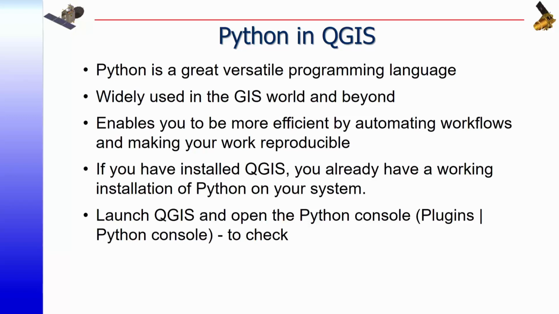Also, you don't have to install a variety of packages. So for example, QGIS comes with GRASS and Saga inbuilt. You don't have to install them separately. You just go to the website qgis.org, download their latest file, and that itself has GRASS, has Saga, and has a working installation of Python, everything built in. All you have to do is just start QGIS and open the Python console, go to plugins, Python console, and you can start writing your code in Python.